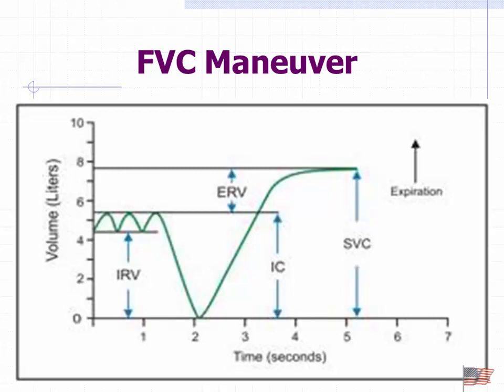So again, this is showing us our FVC, although it says SVC, it should say forced. Having the patient breathe normally. Take a deep breath in as deep as you can. Deep, deep, deep. Now blast it out as hard and fast as you can. Right?